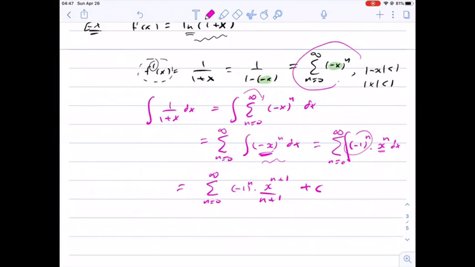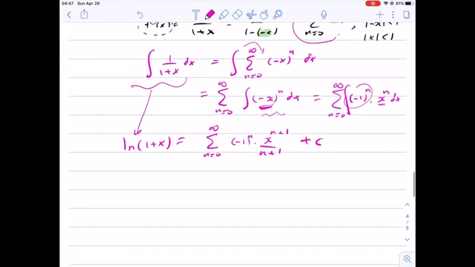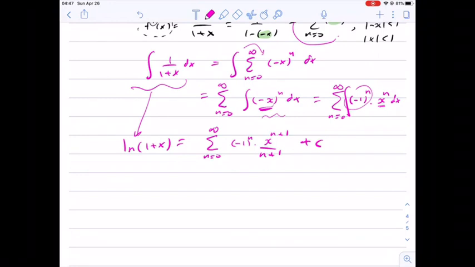So what is the integral of the left hand side? The integral of the left hand side is ln 1 plus x, and that's the function that we want to find a representation for. And as we can see, we obtained some representation, but it's better to find the value of the constant c. So how to find c? To find the value of c, we can take any value of x from the domain. So we can take x equals 0.